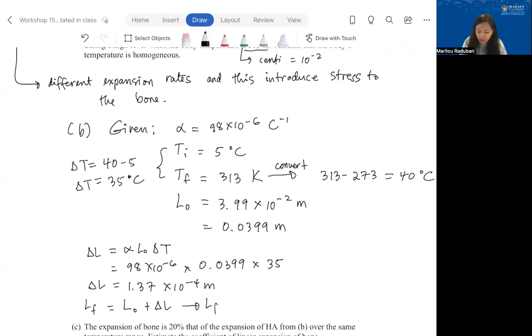So your final length should be equal to 0.0399 plus 1.37 times 10 to the minus 4. Right, so your final length should be 0.04 meters.